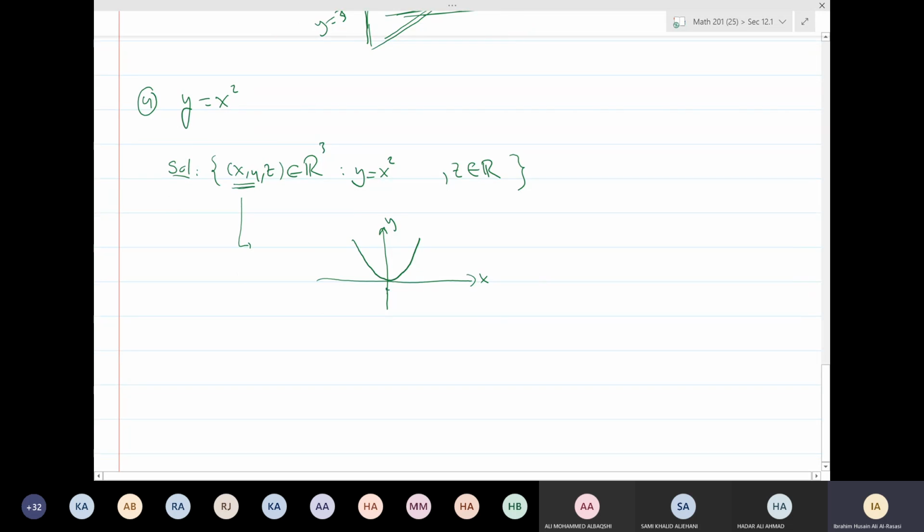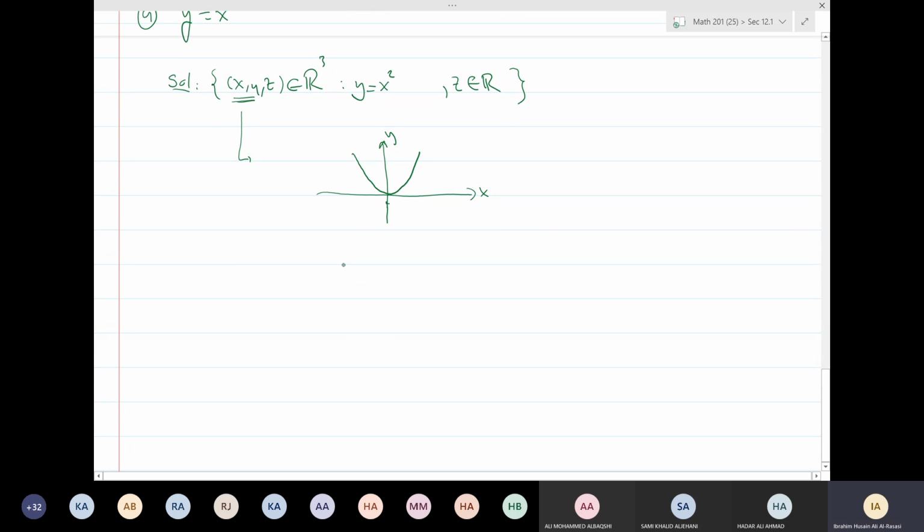Now I go to space. This is y, this is x, and this is z. Now the graph here, I start with the floor. The floor is a parabola, a curve in the floor. What do I do with this curve? I shift it up. Z is free.